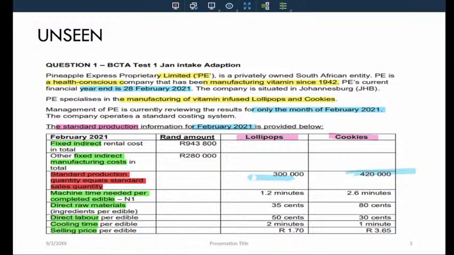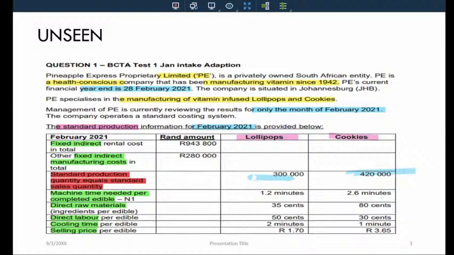PE is a health conscious company that has been manufacturing vitamins since 1942. So this is a health company. Do you agree that health companies are generally highly regulated? So you need to start thinking, oh, there's possible red tape that could occur. And since 1942, it's 2022, so they're pretty established. So you can be comfortable with the fact that they've got systems in place that are operating. You need to start thinking about those types of things when I start giving you such information.